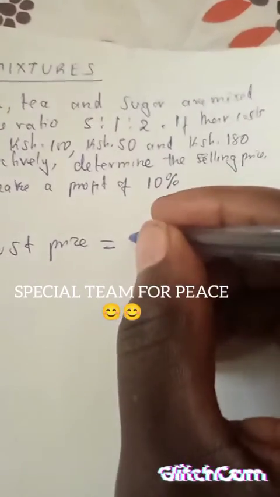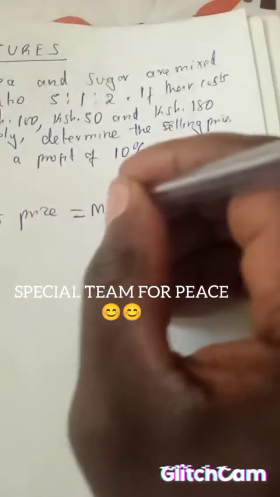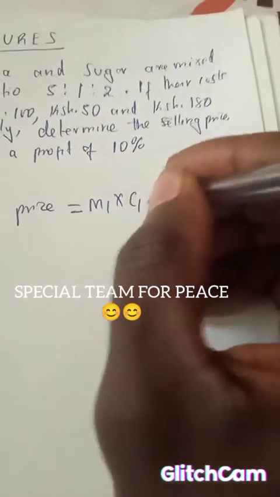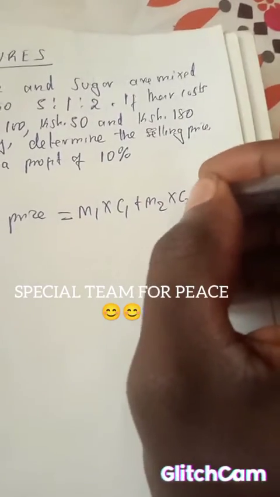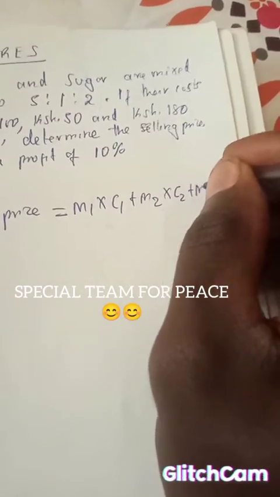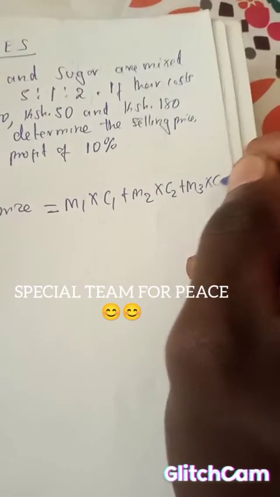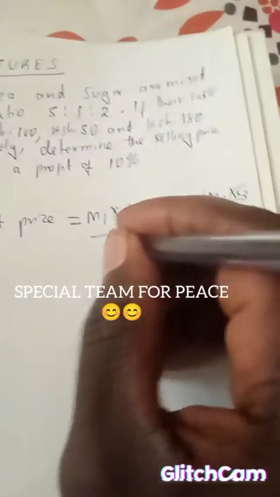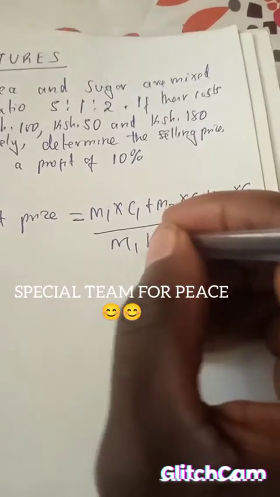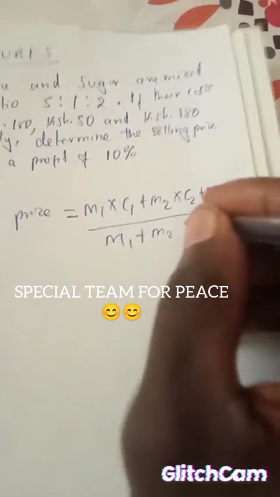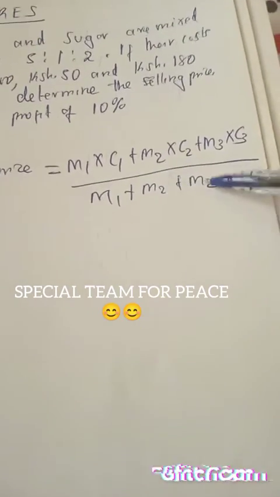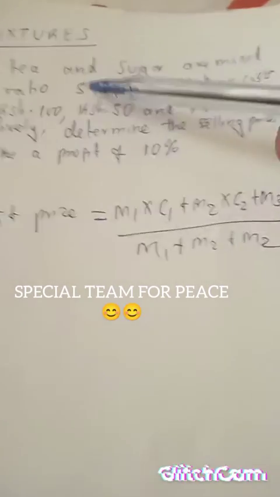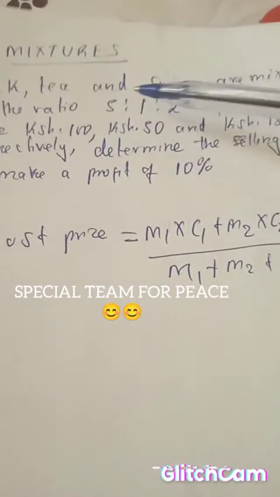cost price is given by the formula: the first mass, which is mass 1, times its price, which is cost 1, plus the second mass, which is mass 2, times its price, which is cost 2, plus the third mass, which is mass 3, times its cost, which is cost 3, divided by the sum of the masses, which is mass 1 plus mass 2 plus mass 3, or in other words, ratio 1 plus ratio 2 plus ratio 3 if they are ratios. For example, for our case, we have ratio 1, ratio 2, ratio 3.